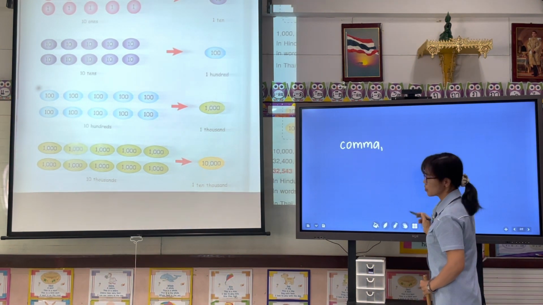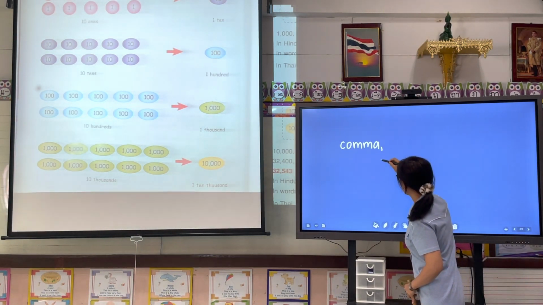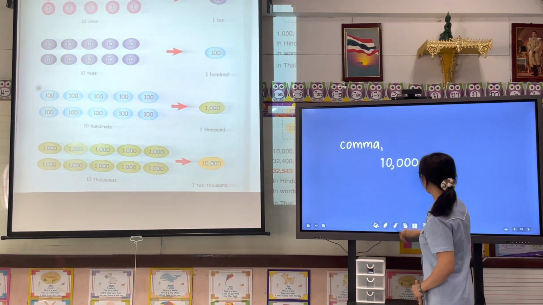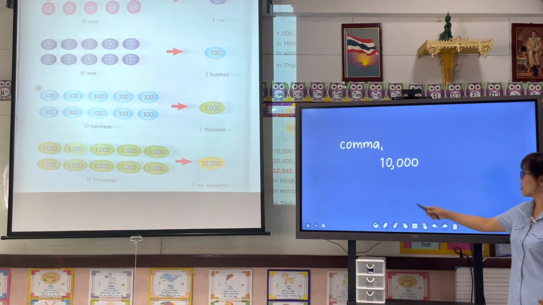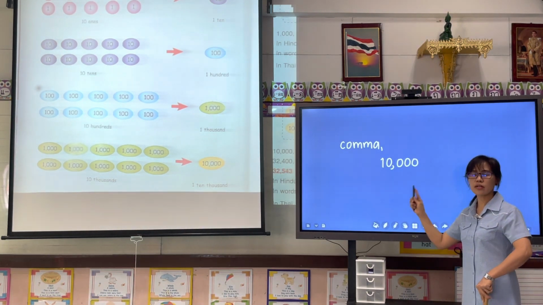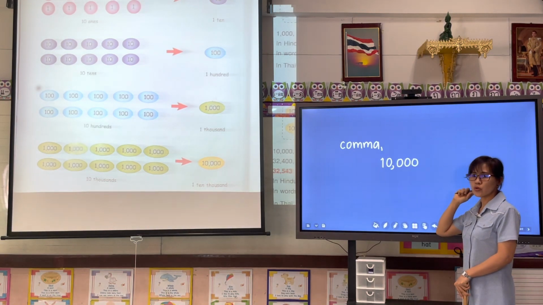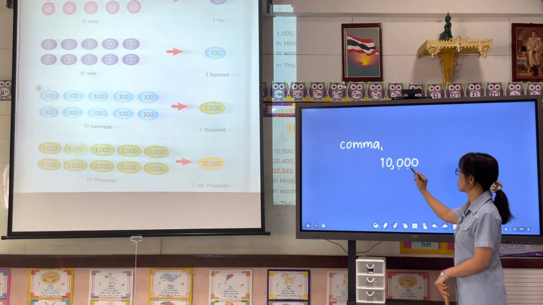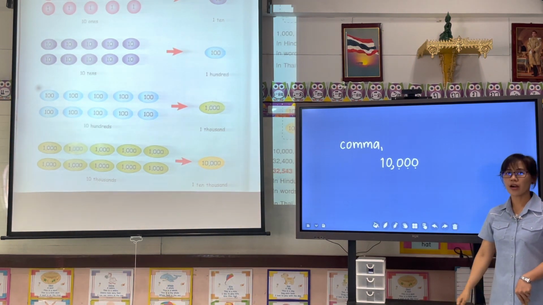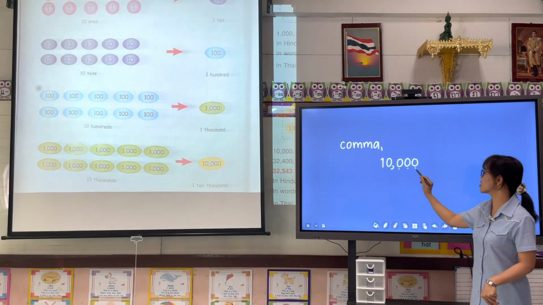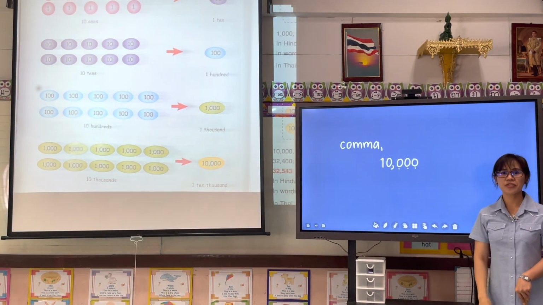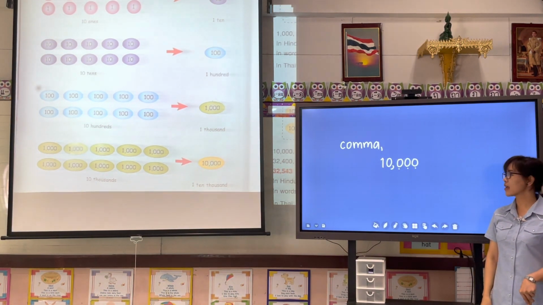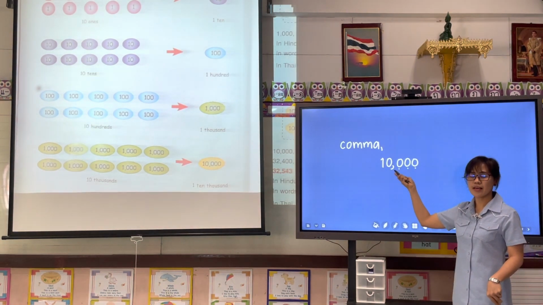Alright? Used to mark, I should say, used to mark the place of 1,000. Okay? So that's our comma. And we use also comma every after 3 decimal places, or every after 3 digits, 1, 2, 3, and we insert our comma. Alright? To mark the place of 1,000.